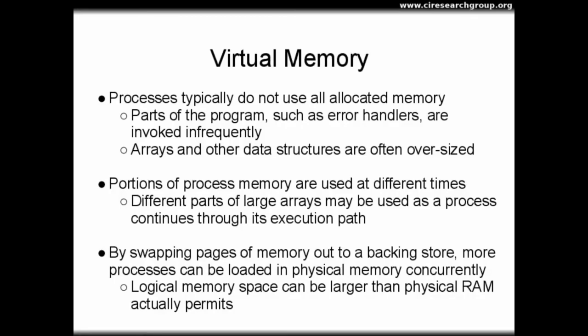We can further increase the degree of multiprogramming in a system by recognizing that processes do not actually use all the memory in their logical address spaces at any given time. Parts of the program code, including error handlers and infrequently called functions, are not utilized often. Furthermore, arrays and other data structures are often oversized and used in sections instead of all at once. If we can swap unused pages out of memory and onto a backing store, such as a hard disk, we can fit more processes into memory at once, increasing our degree of multiprogramming. Furthermore, we can give each process its own large logical memory space, which can in fact be larger than the amount of physical RAM on the system.